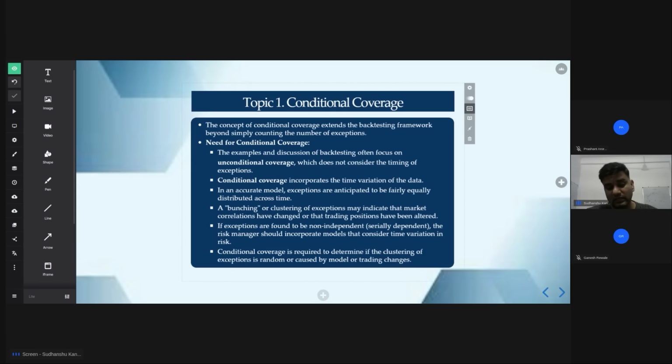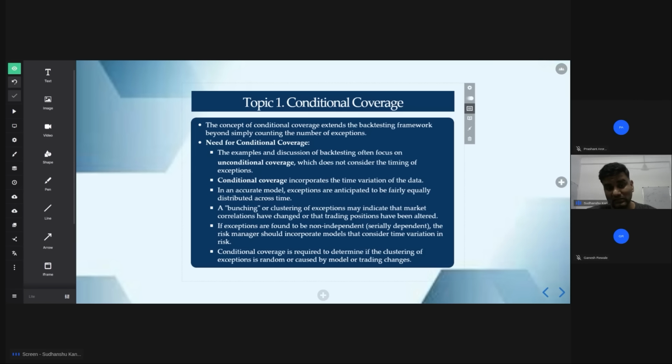The purpose here is to understand conditional coverage. Conditional coverage helps you determine if the exceptions are random or if they are caused by your model deficiencies or your trading changes. Please understand holistically that unconditional coverage is all about the total number of exceptions. Conditional coverage also captures the number as well as the timing of exceptions.